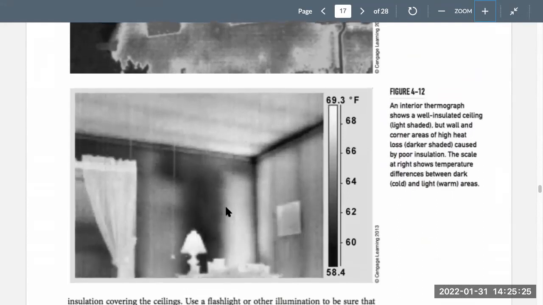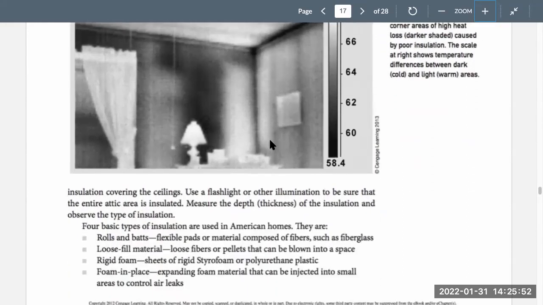When we look at this wall here, we can see this wall right here is white. That means it's got good insulation in between the studs. This right here has some insulation. This right here has no insulation for some reason. You can even see the wood studs right here where you can see the black lines. They're cooler. They have less of an R value. So that's one use of the thermal imager.